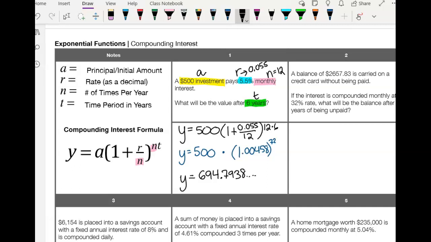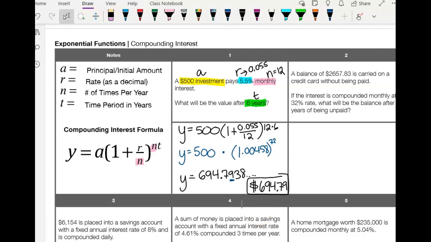But because we're talking about money, we're going to round to the nearest penny, which is right here. And we can see that we would expect to see $694.79 in 6 years. So almost $200 after 6 years, and that's without adding anything to it.